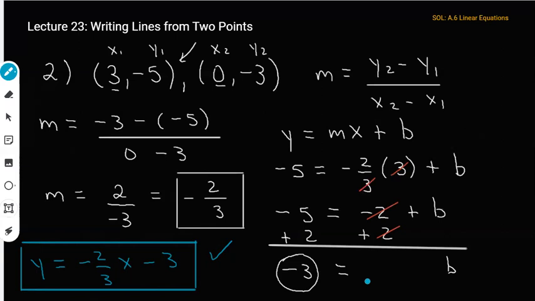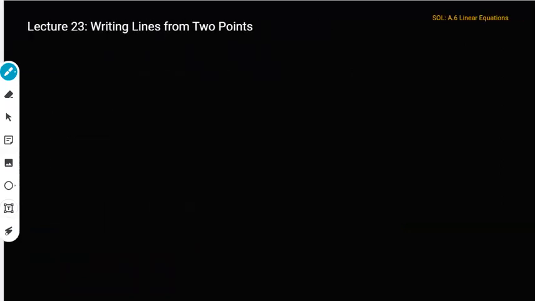Okay, the last one that I'm going to do on the notes is number 3. So let's go ahead and try that. Number 3 says this line is going to go through 2 different points. We have -5, -2. That's going to be my first ordered pair. My second ordered pair is going to be 1, 2.